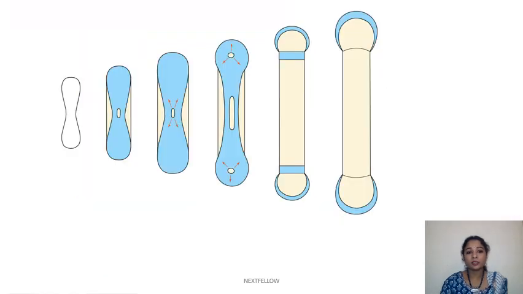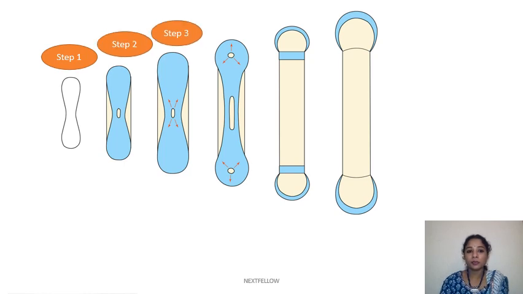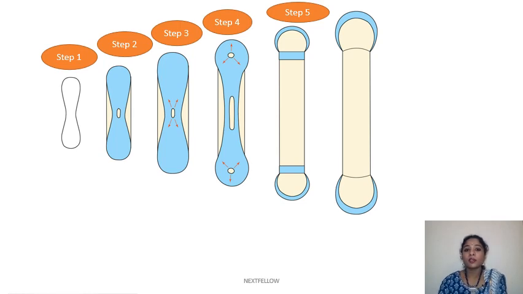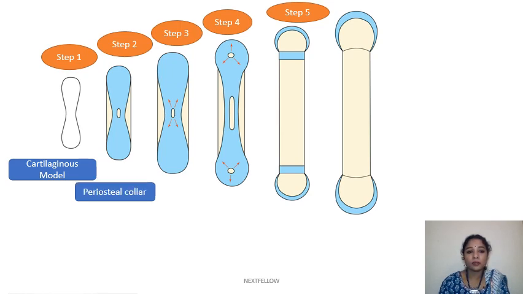So here in this image we can see the cartilaginous ossification still more in detail. We can divide it into step 1, step 2, step 3, step 4 and step 5, where the cartilaginous ossification involves the primary center of ossification. In step 1 we see first the cartilaginous model is placed, and in step 2 we can see the appearance of the primary ossification center.